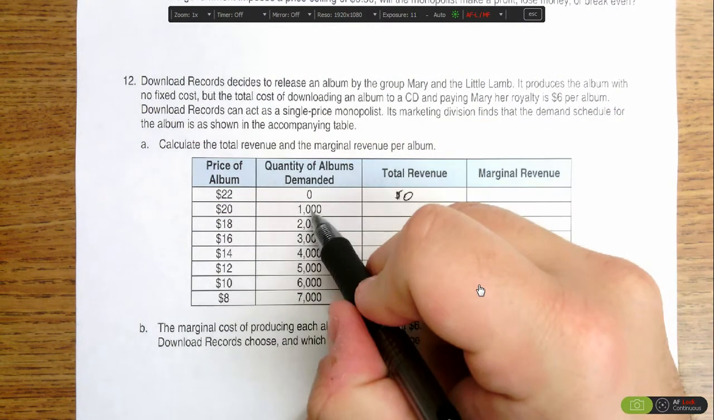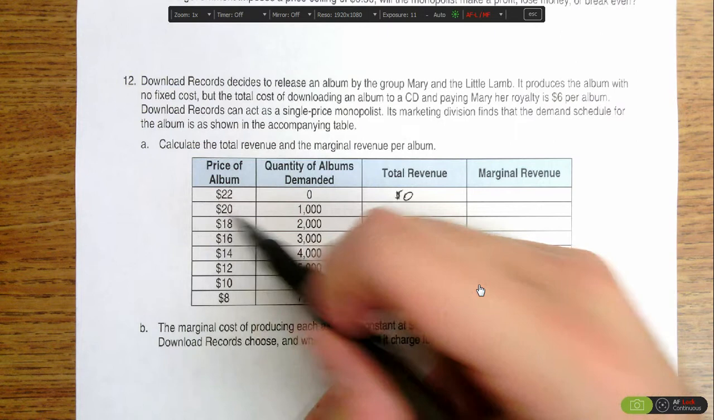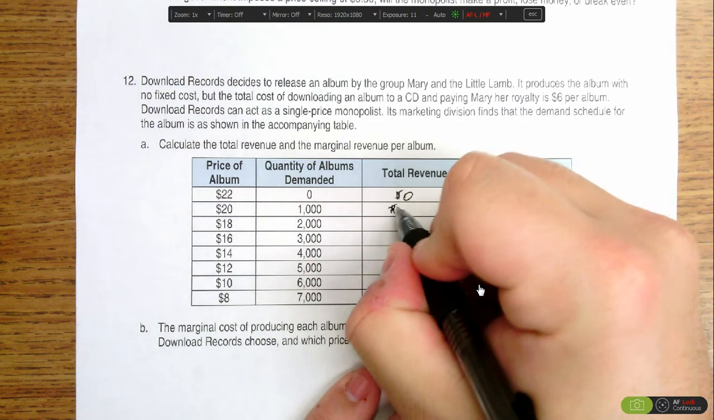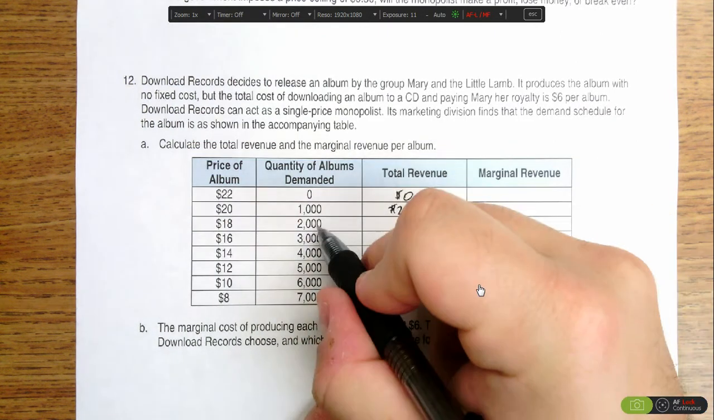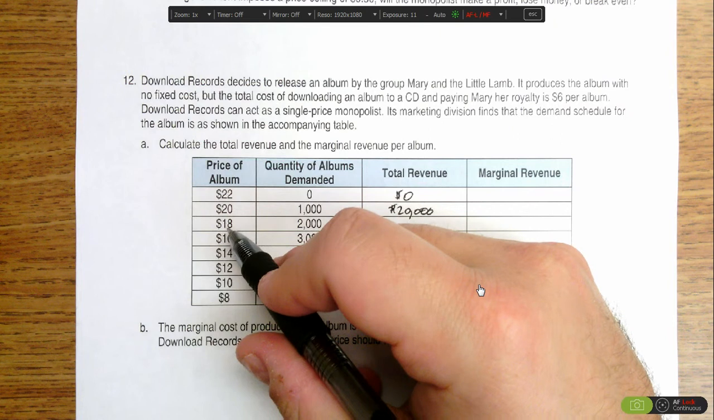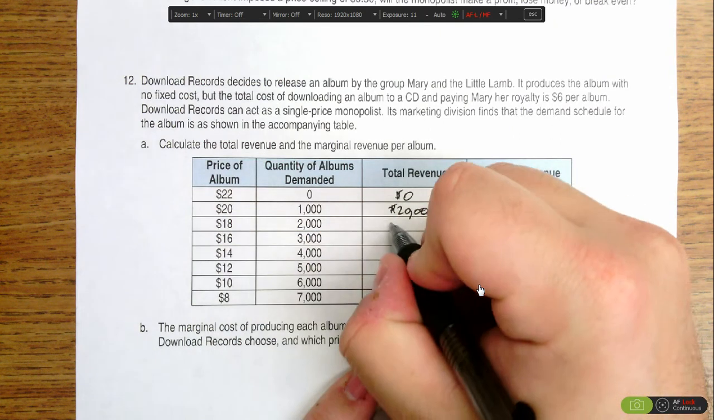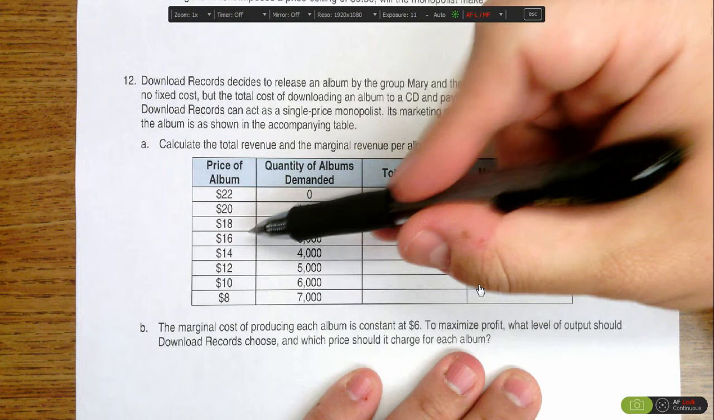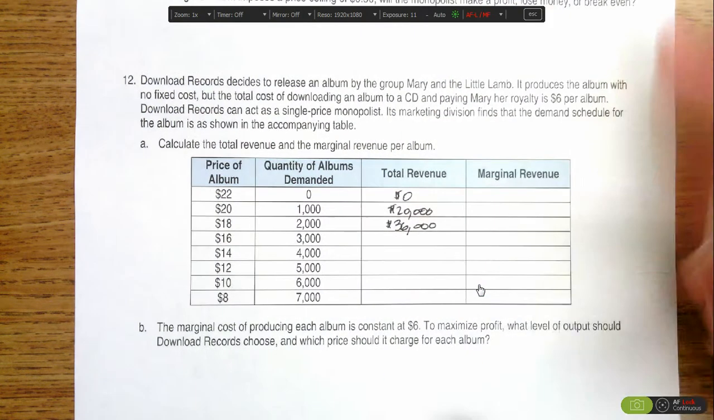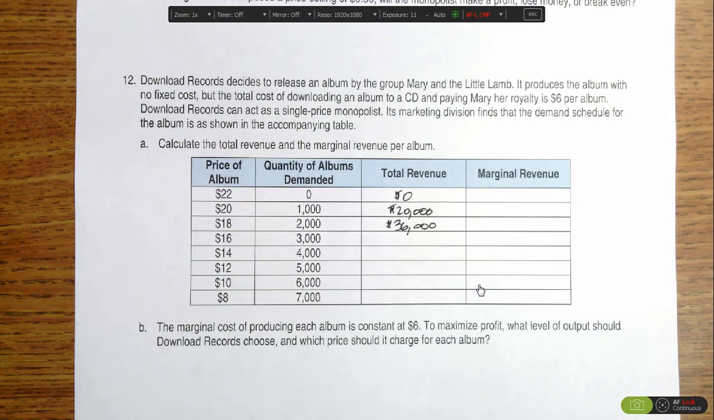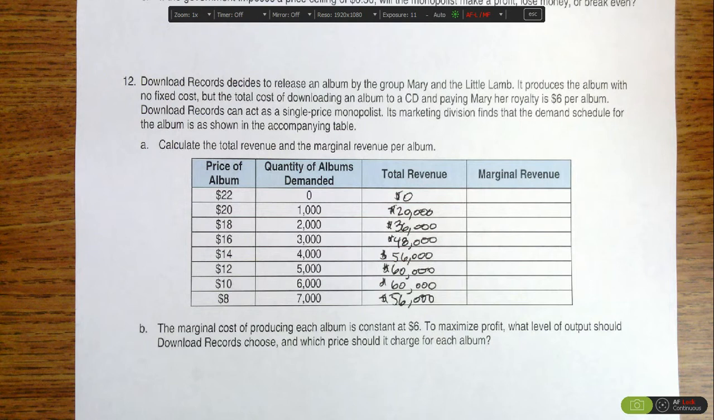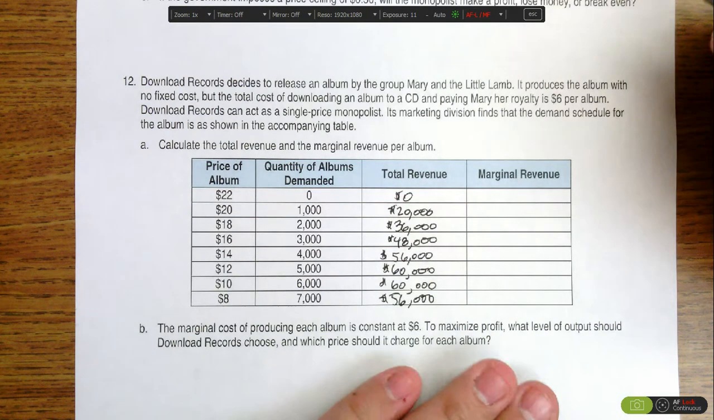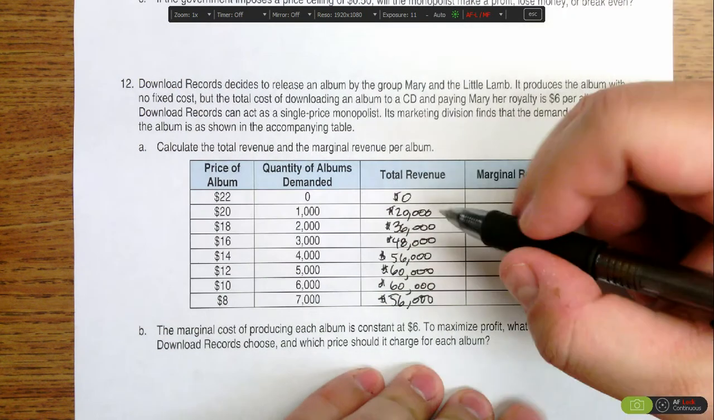If I sell 1,000 albums, each would sell at $20 a piece, so I'd get $20,000. If I sold 2,000 albums, I'd get a price of $18 per album, so I would receive $36,000. And we would continue to do price times quantity all the way down, and you would get this information that appears right here. Then to calculate marginal revenue, we need to see how revenue changes as I increase my output.